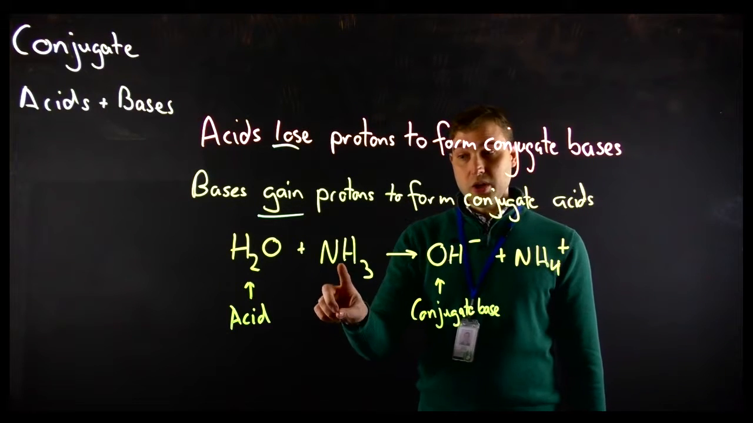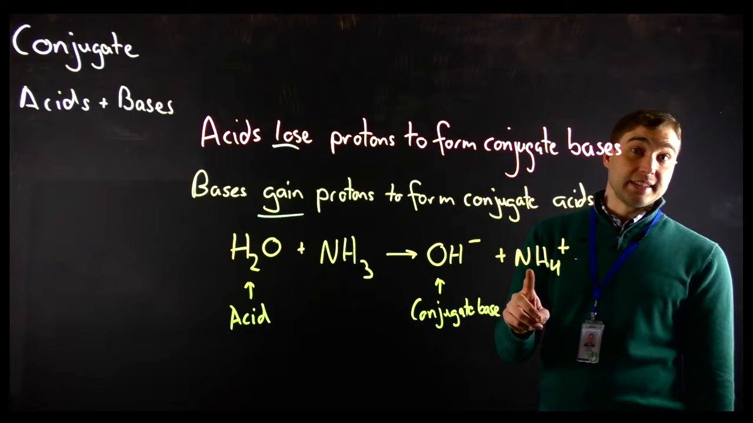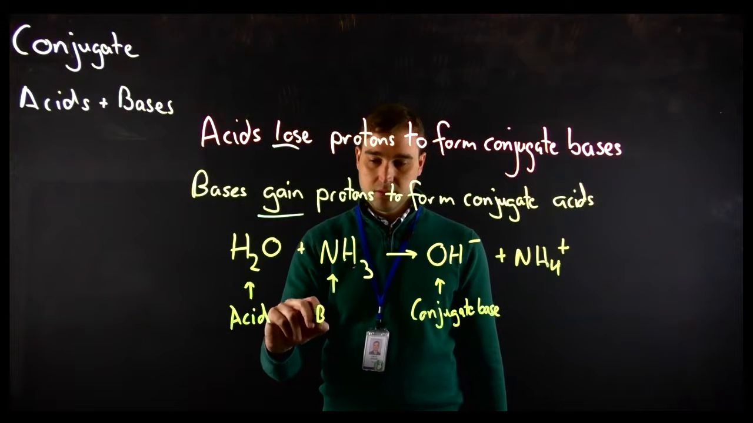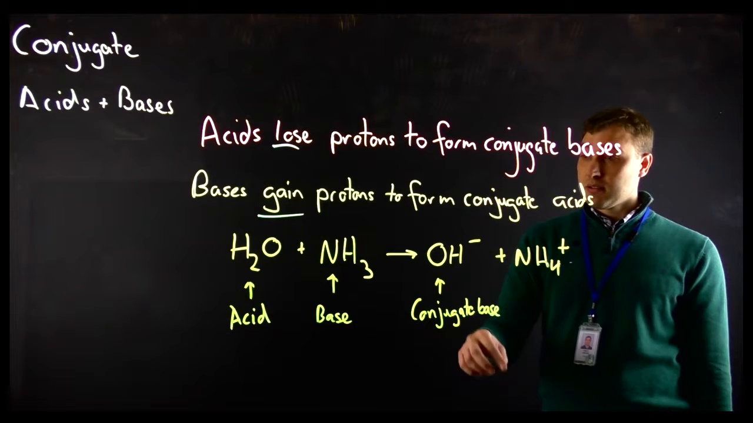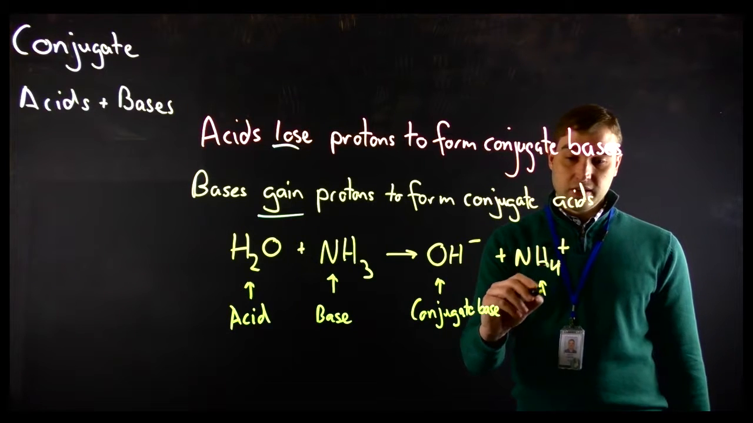If we look at ammonia here, the ammonia is gaining a proton. Bases gain protons by definition. So that makes this our base. And our ammonium ion over here, that's got an extra proton. So it can lose that proton, and if it loses a proton, that makes it an acid. So this one here is our conjugate acid.